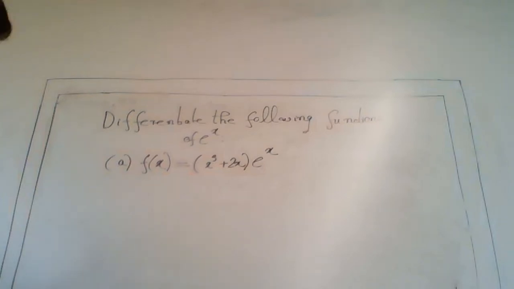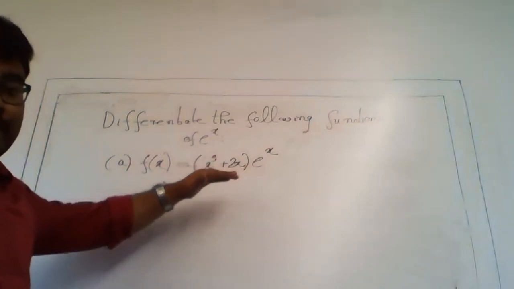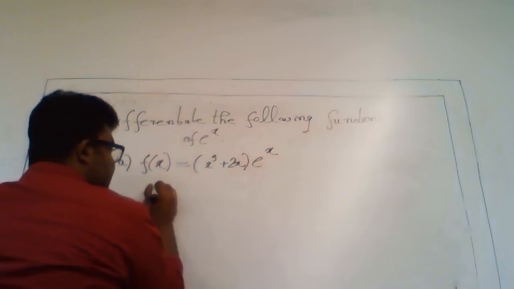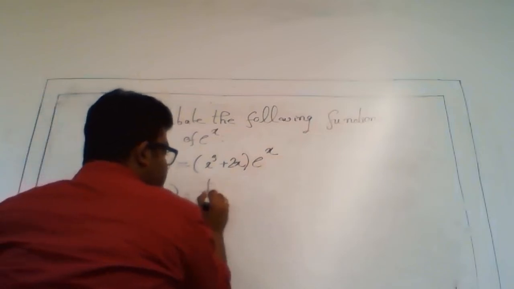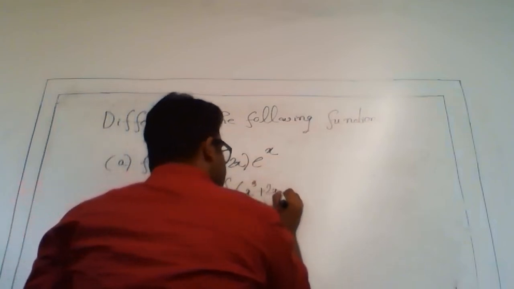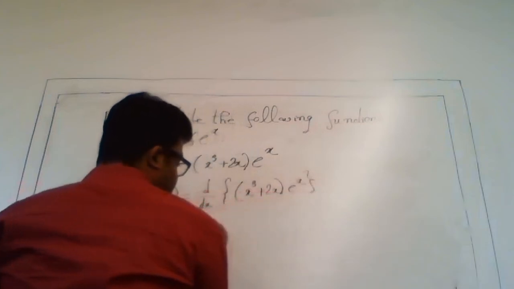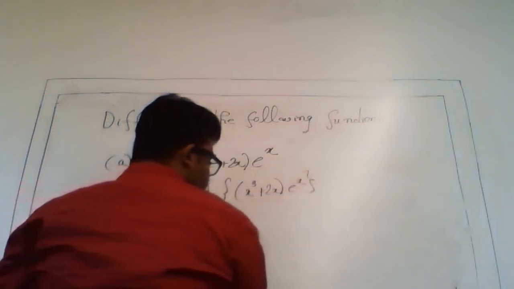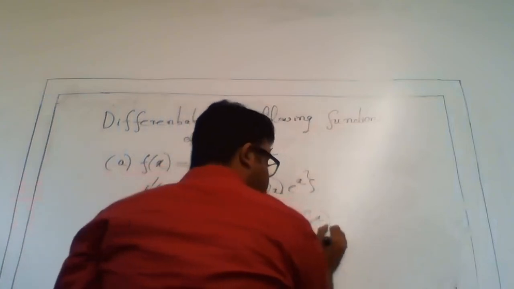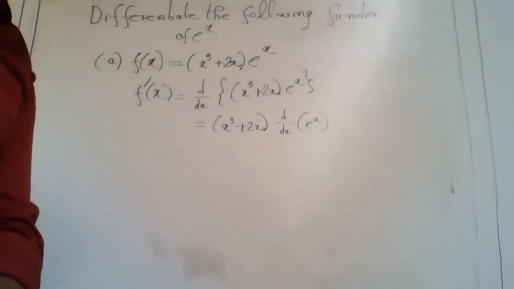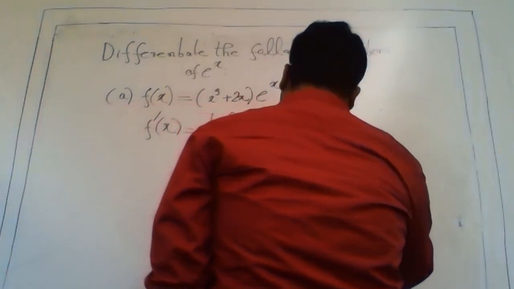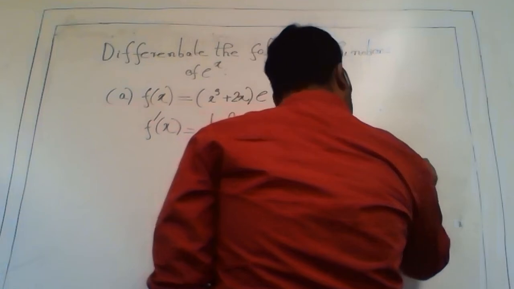Okay, so first of all we have to apply the product rule, because there are two functions, this function and this function. So by product rule, f prime x is d/dx of x cubed plus 2x times e to the power x, which will be equal to the first function times the derivative of the second, plus the derivative of the first times the second.